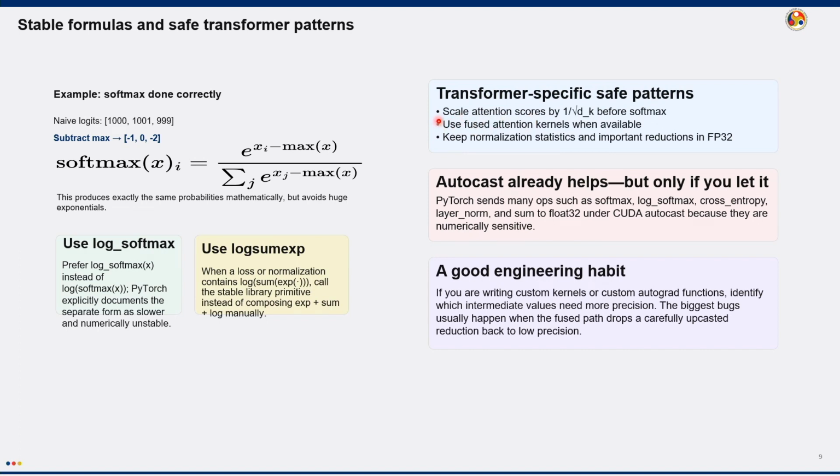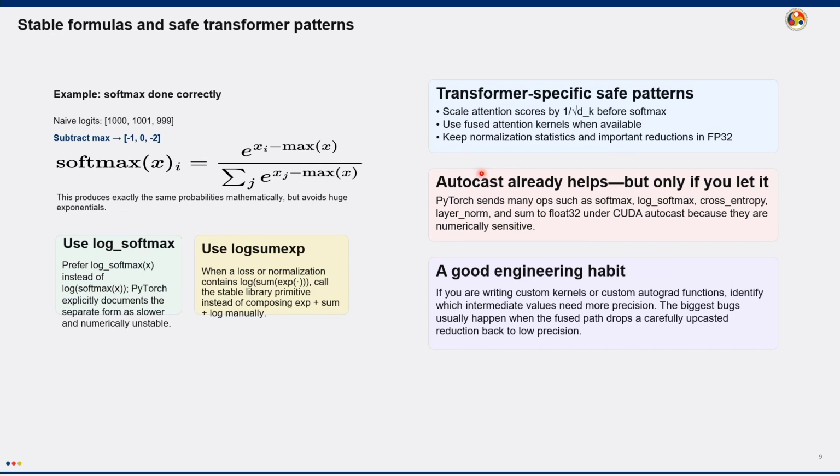Okay, so we need to do the scaling, use fused attention kernels whenever available based on the target that we have, and keep normalization statistics and important reductions in the full precision. Always here I am saying full precision, referring to the full single precision, not the full double precision. And obviously FP32 and FP64 are IEEE standard full precisions you can look into.